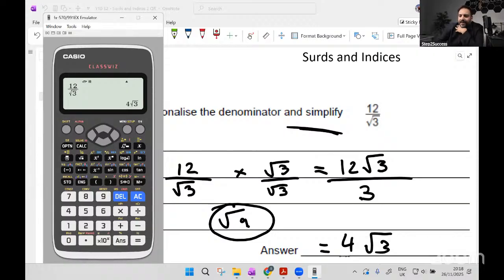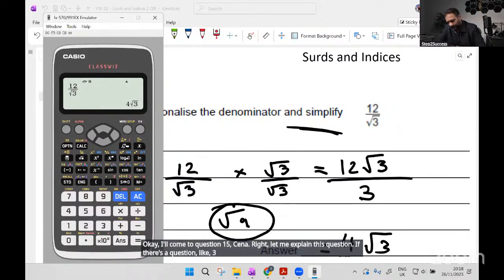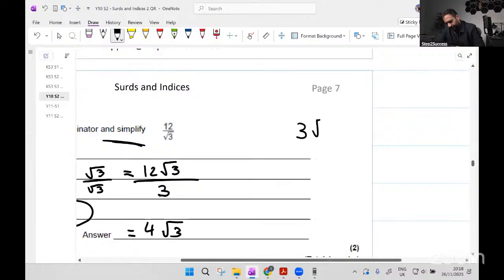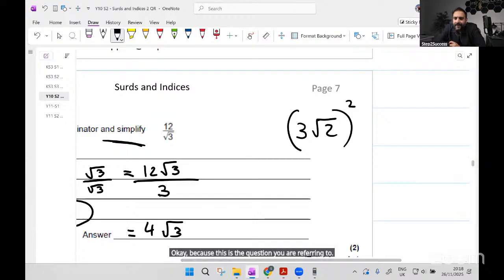If there is a question... Okay, I'll come to question 15 soon. Right, let me explain this question. If there's a question like 3 square root 2 squared. Okay, this is the question you are referring to. Okay, so I'll tell you how I would do this question.